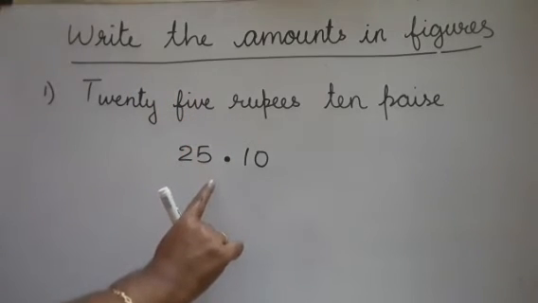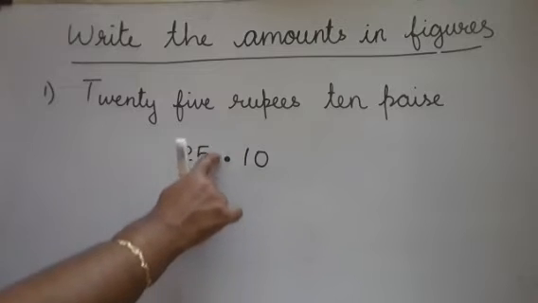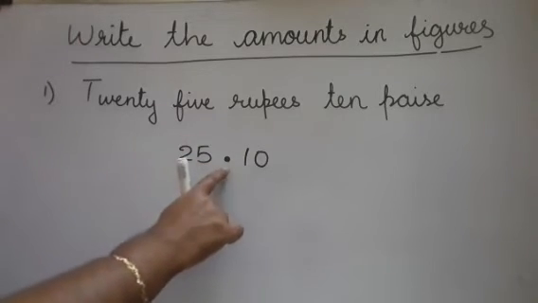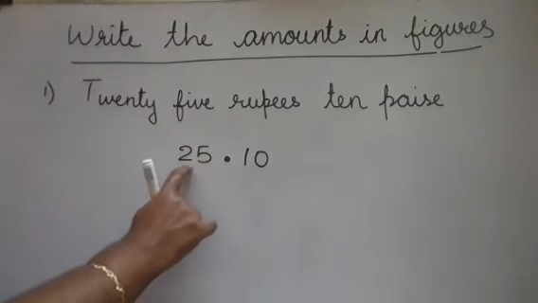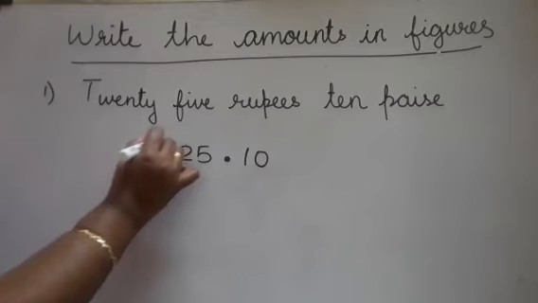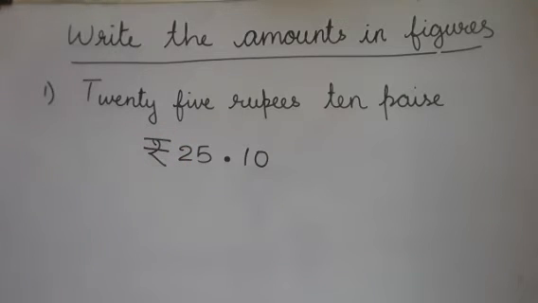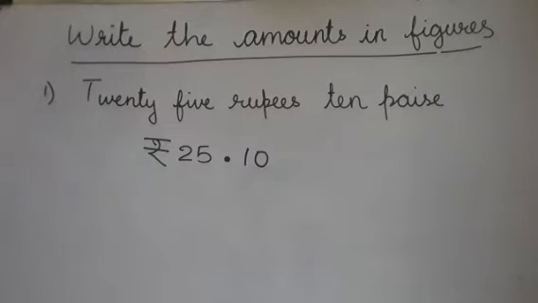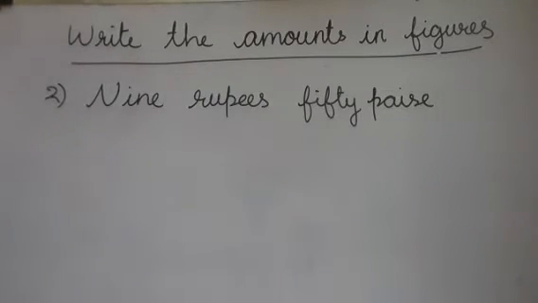In the case of money, we can use a dot to separate the rupees and the paise. So, we put a dot in between the 25 and the 10. After that, we put the symbol of rupees at first. Is it clear, my dear kids? This is 25 rupees, 10 paise. Isn't it? Moving to the next question.